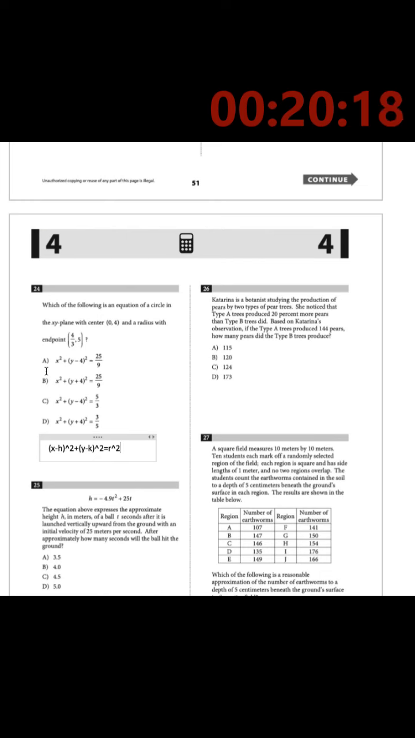And to find the radius, you would use the distance formula, which equals the square root of (4 divided by 3) to the power 2 plus (5 minus 4) to the power of 2, which is approximately 25 over 9. So the answer must be A.